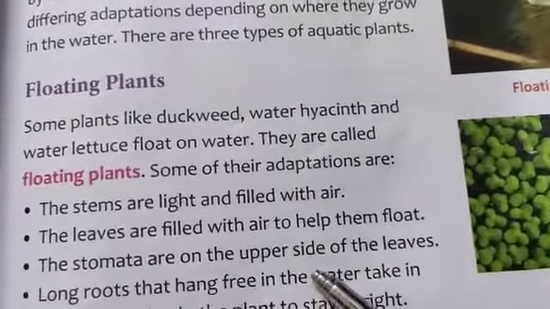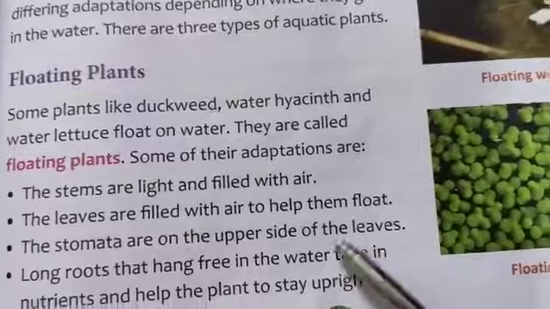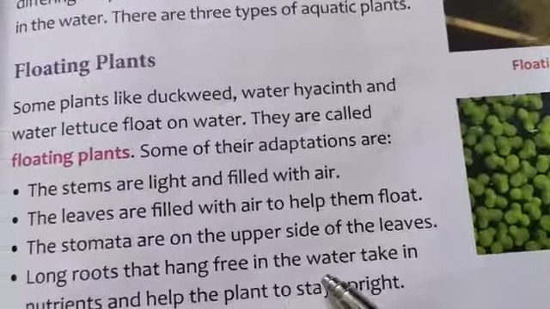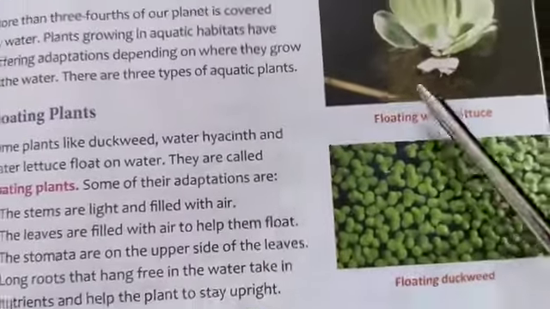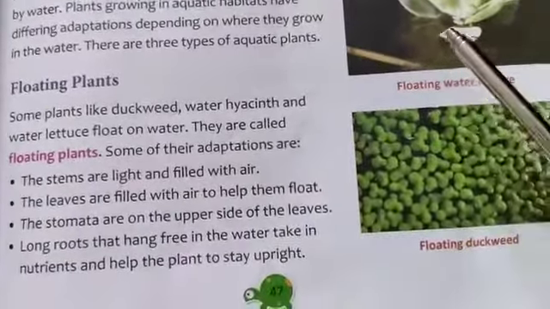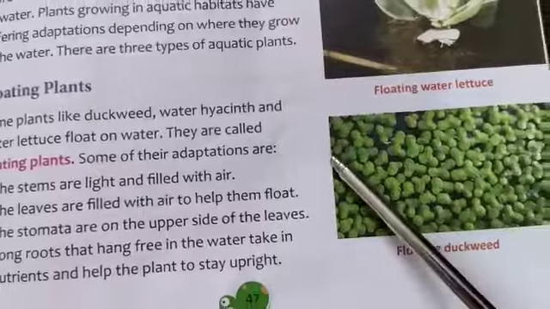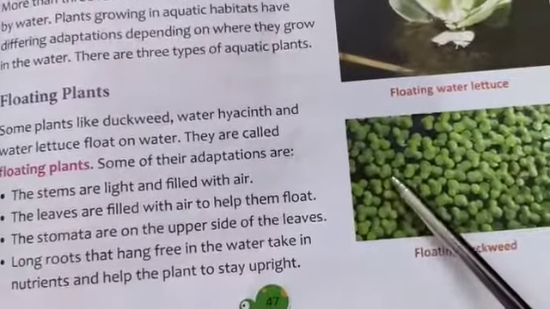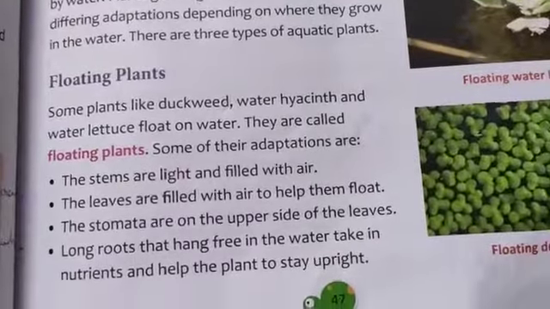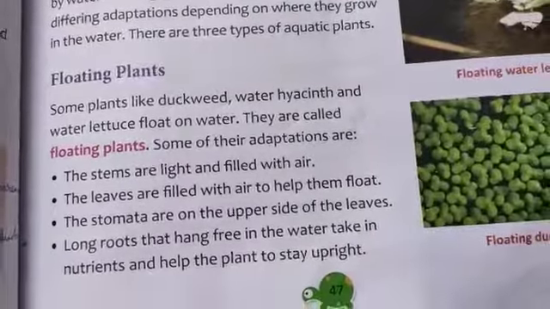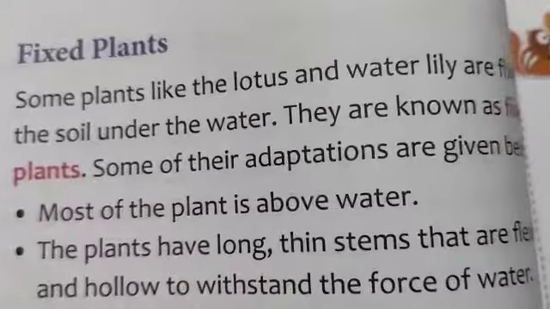And long roots that hang free in the water take in nutrients and help the plant to stay upright. So, these floating plants have long roots, and these roots hang free in the water for taking the nutrients, and that helps the plant to stay upright. That means straight.